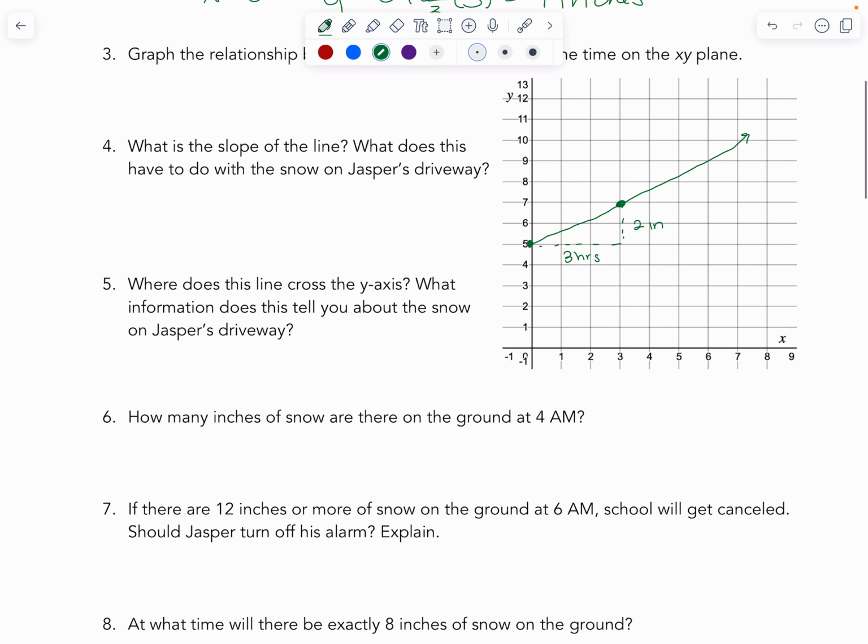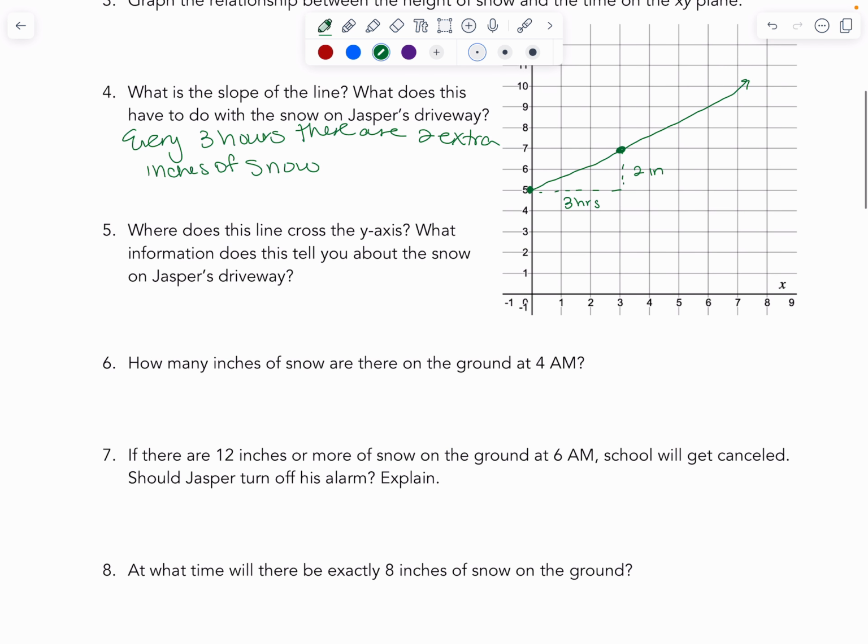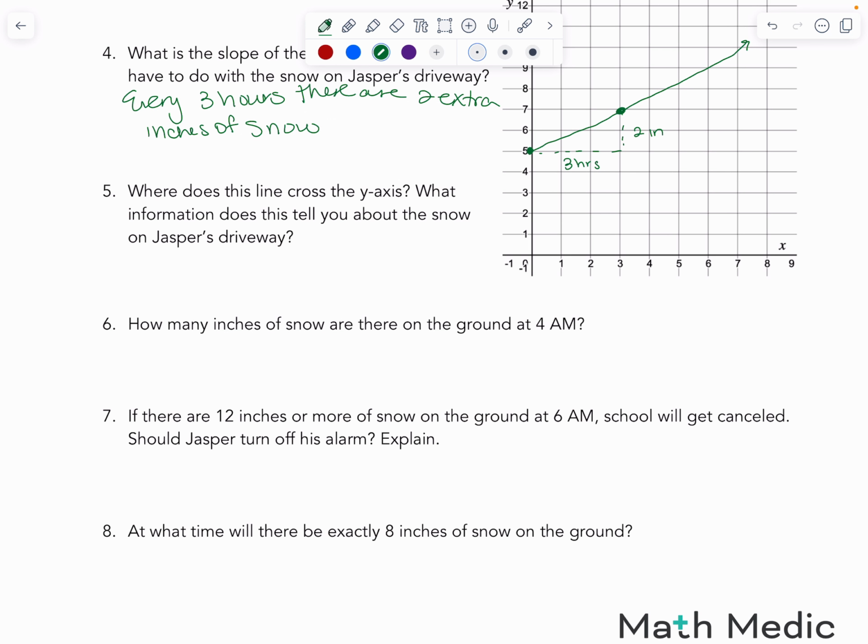Okay, so the slope of the line: every 3 hours, there are 2 extra inches of snow. Or you could say the height of the snow increases by 2/3 of an inch every hour. All right, so where does this cross the y-axis? What does this information tell you about the snow that's on Jasper's driveway? Go ahead and pause the video and answer this.